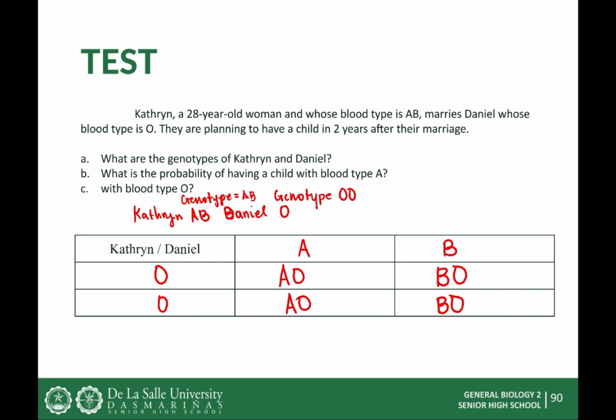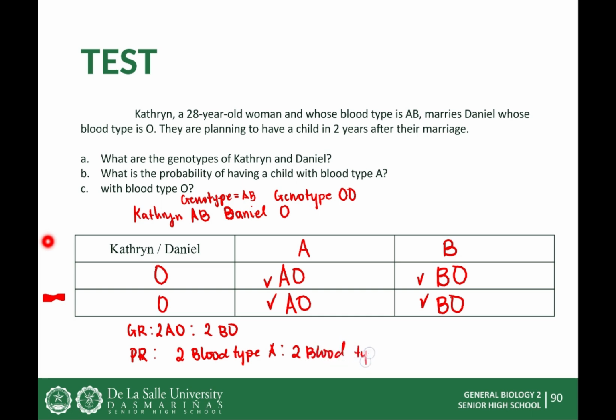So, let's write the genotypic ratio. We have AO. How many are AO? 1 and 2. So, we have 2 AO genotype. Another 2, BO. So, what will be the phenotypic ratio? Therefore, we have 2 blood type A and 2 blood type B, and we can simplify this as 1:1.